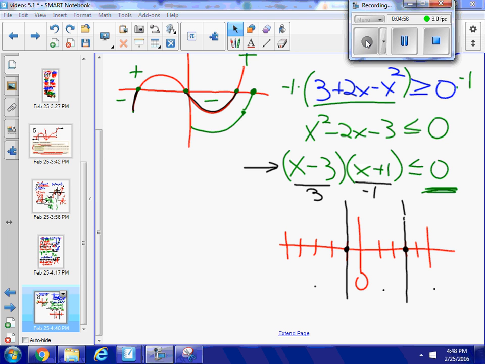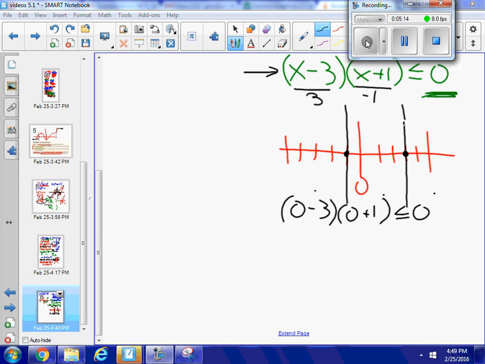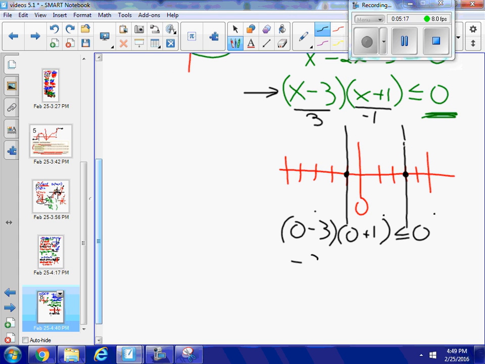Well, I always like to start with easy numbers, so I'm going to test the number 0 for x. So that would mean I would have 0 minus 3 times 0 plus 1. And I want to know, is that less than or equal to 0? Well, this gives me negative 3 times 1. Well, that is negative 3. That is less than or equal to 0. So in this segment right here, it is true that this polynomial here is less than or equal to 0.